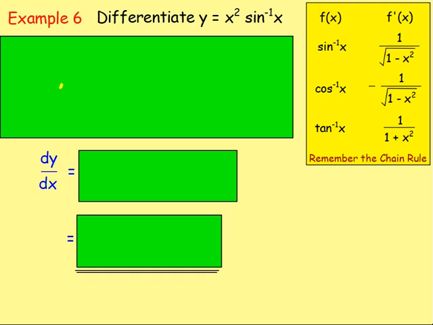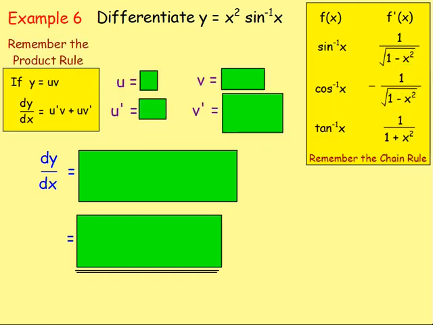Example 6, differentiate y equals x squared sine to the minus 1 of x. For this one, Oliver, what are you thinking? Product rule! Perfect, why are you thinking product rule? Yes, you've got something in terms of x times something in terms of x, so you do have to think about the product rule. U dash v plus u v dash. And from there, u is going to be x squared. V is going to be sine to the minus 1 of x. If you differentiate x squared with respect to x, it just gives you 2x.